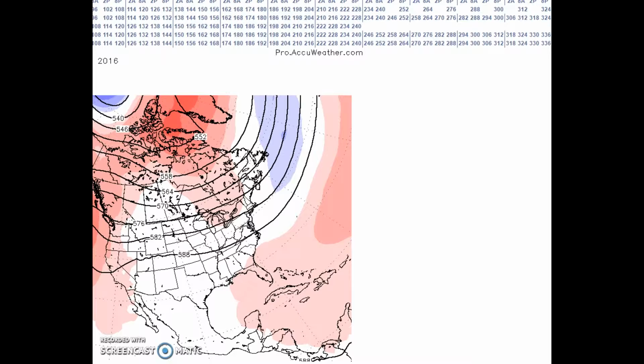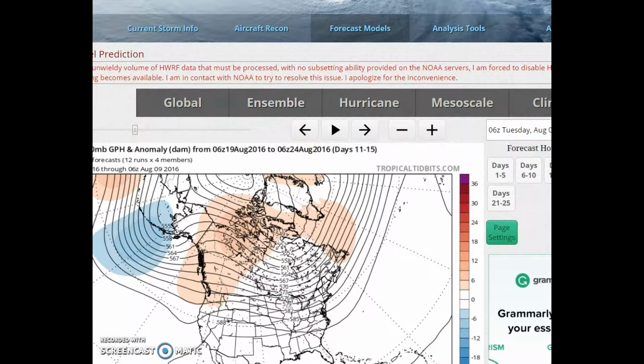Now, taking a look at the climate forecast system, it depicts a flatter flow, but still a ridge across the southern U.S. Maybe a possibility of a weak trough here, but generally near normal heights across much of the area.